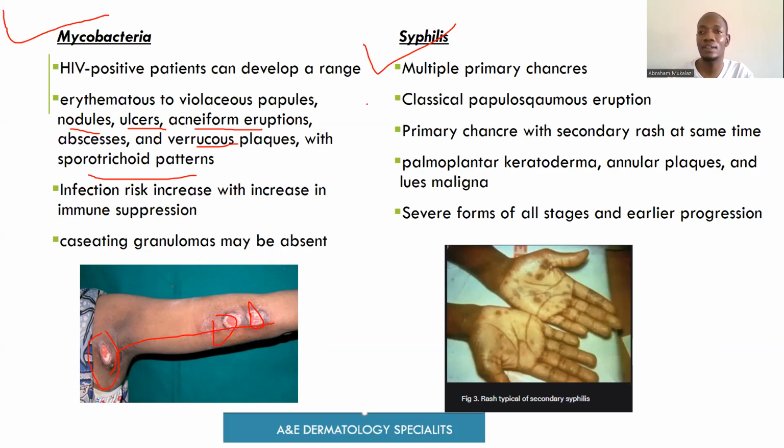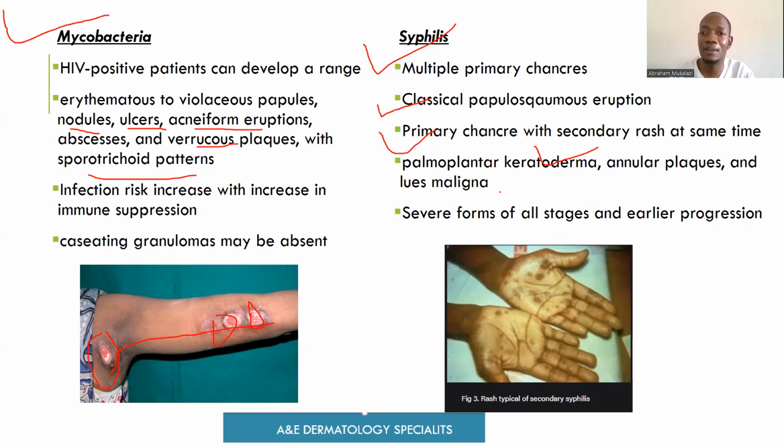So in HIV, it becomes even worse because syphilis comes with more atypical forms. We are usually used to a single primary chancre in other individuals, but in HIV, someone can have more chancres, even 7 or 5 in different body parts of primary syphilis. And the classical papular eruption is also common, but sometimes someone can have manifestation of primary chancre together with secondary rash at the same time. And the progression from primary to secondary to tertiary syphilis is shortened, and sometimes they overlap.